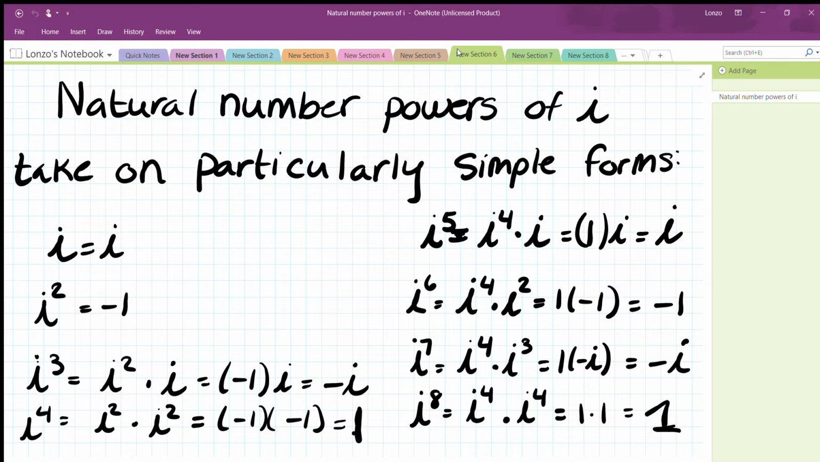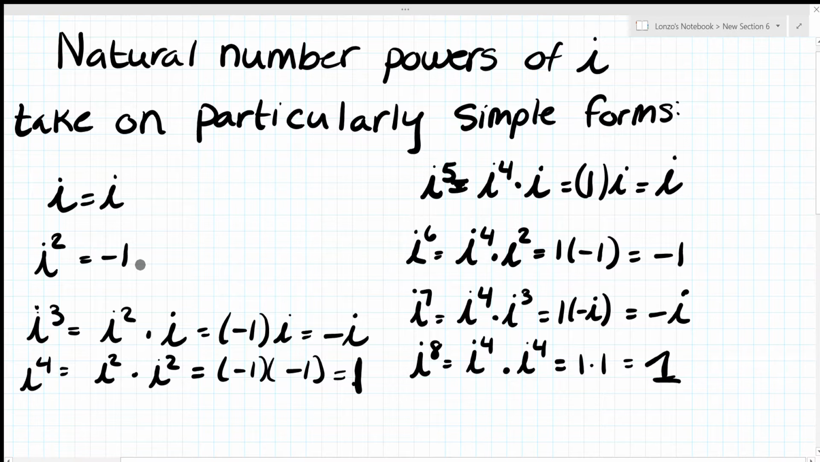Okay, now we're going to deal with natural number powers of i. It takes on a particularly simple form. Here are some rules for i. i is just regular i. Remember this rule because this will pop up a lot. i squared is equivalent to saying negative 1. i cubed is negative i. i to the fourth is just positive 1. i to the fifth is just i, because i to the fourth times i is 1 times i. i to the sixth is negative 1, and then i to the seventh is negative i, and then i to the eighth is just regular 1. So you kind of see the pattern.